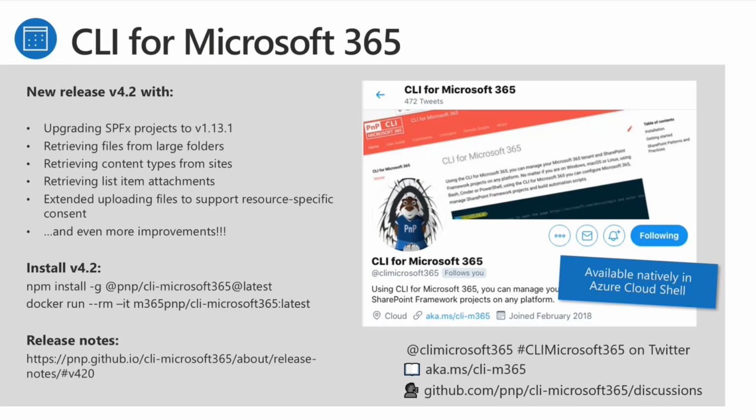CLI for Microsoft 365 updates: new release 4.2 with upgrading SPFx projects to the new v1.13.1, retrieving files from large folders, retrieving content types from sites, retrieving list item attachments, extending uploading files to support resource-specific consent, and even more. You can always install version 4.2 with npm install -g @pnp/cli-microsoft365@latest. And of course, they support this great Docker container experience. You can just run a Docker container with the CLI already set up inside it and use it from that Docker container. So awesome capabilities they've built out there.